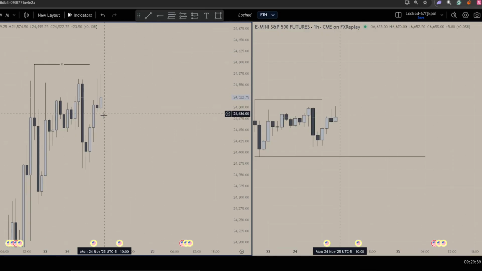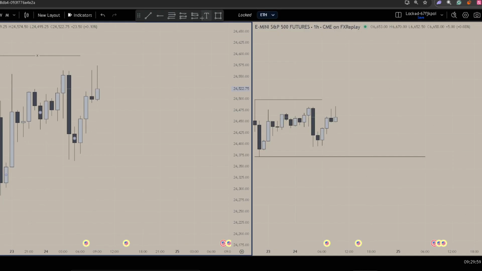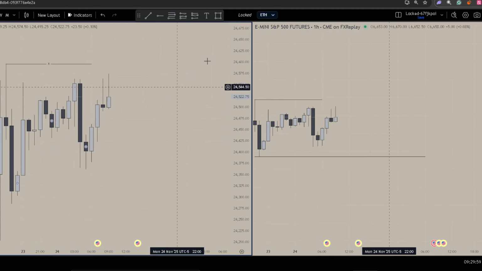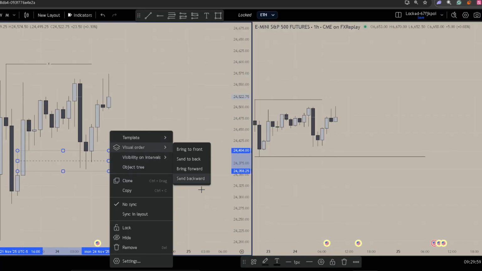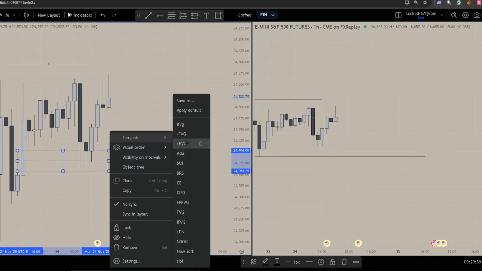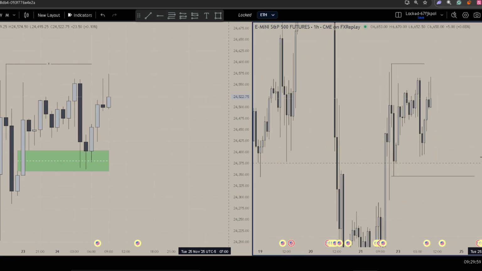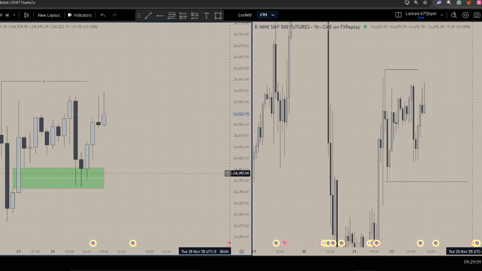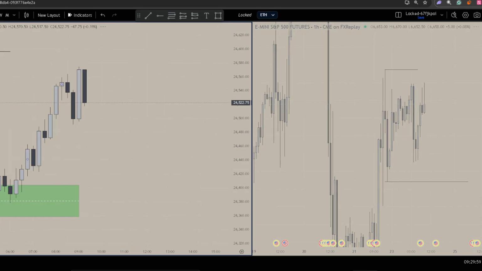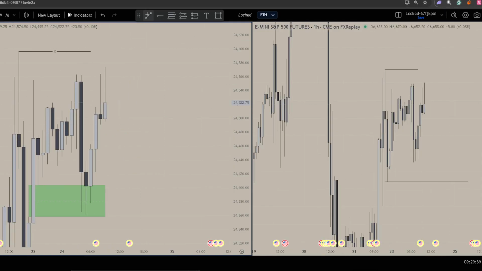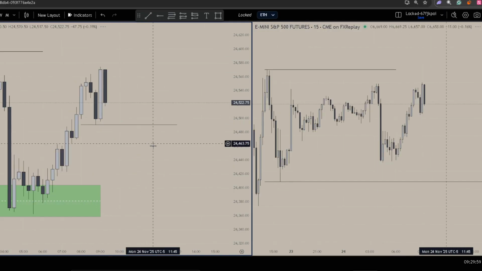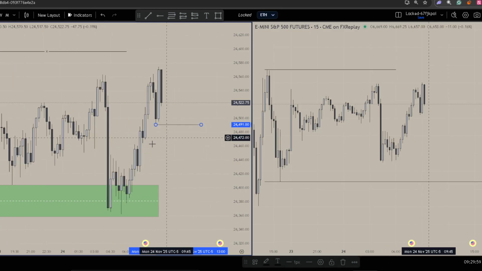So hopping down to the 1 hour, bounced off of this hourly BISI. That's what we're reacting off of, this BISI right here. And then we also created a BISI in here. I'm gonna mark this low out, a 15-minute low.